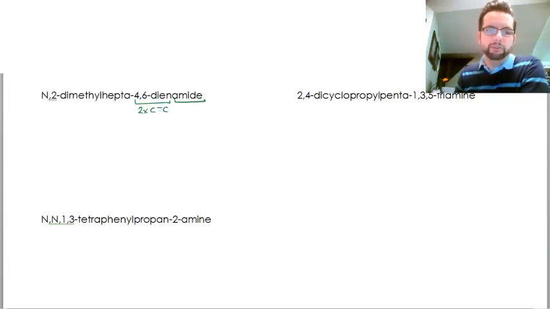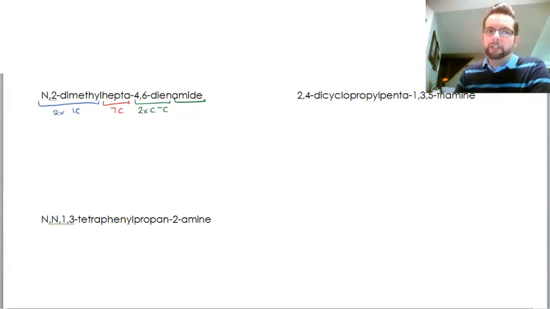The part that comes right before it is going to be your root. Hepta, that means 7 carbons. And then here is your prefix, so dimethyl, so I have 2 times 1 carbons. And observe their locations, N2, which means one of these methyl groups is attached to the second carbon of your parent chain. The other one is actually going to be attached to the nitrogen of your amide functional group.